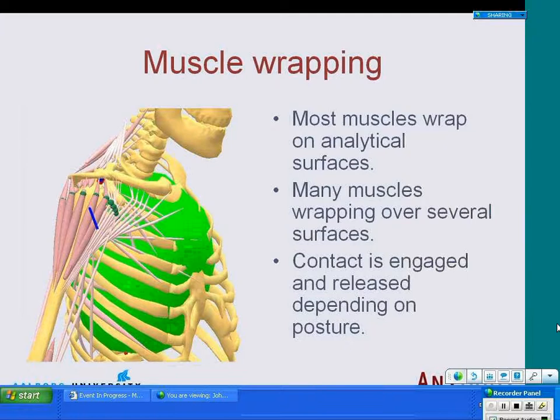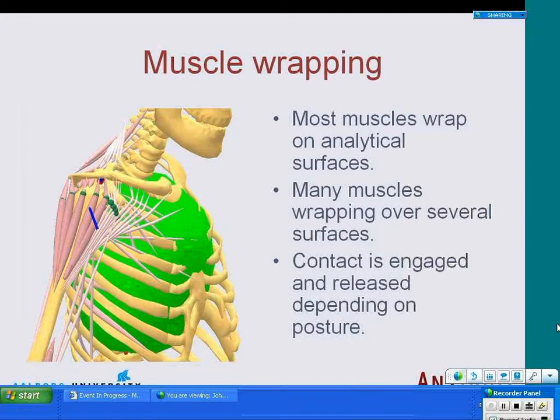So you can see here the pectoralis muscle is wrapping over the green ellipsoid surface. And this is only one of many wrapping surfaces in the shoulder model. In fact, almost all of the muscles in the shoulder model are wrapping over at least one surface, and several of the muscles are wrapping over multiple surfaces.